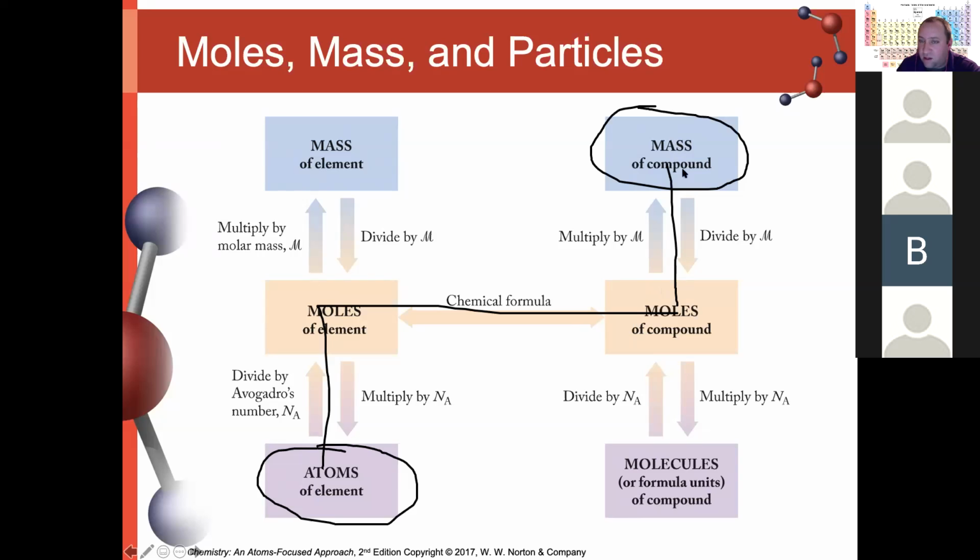I'm going to need a conversion to go from mass of compound to moles. I'm going to have to do a calculation to go from moles of compound to moles of element. And I'm going to have to do a conversion to go from moles to atoms. Since all of these are essentially conversions, the easiest way to go about this would be using dimensional analysis.